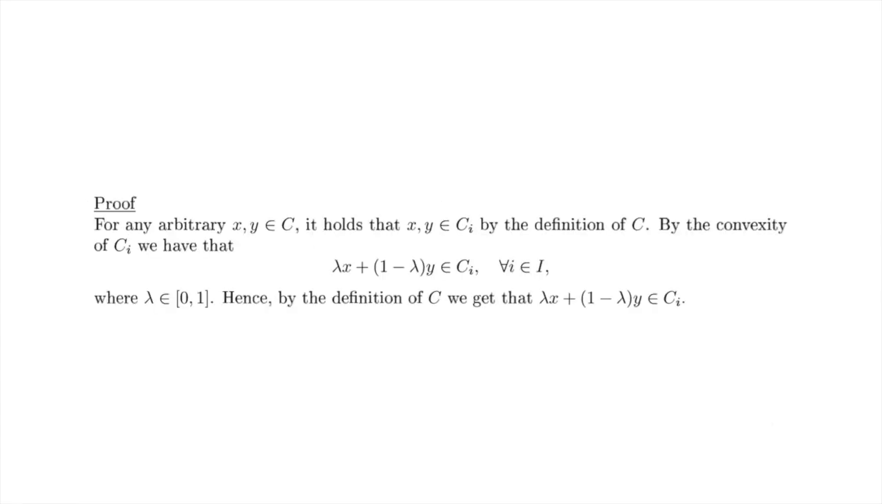The solution is, for any x and y in C, we know that for every i, x and y are also in Ci, by the definition of C, because C is the intersection of all the Ci's. And because Ci is a convex set, for every lambda between 0 and 1, lambda x plus 1 minus lambda y is also in Ci. Because that is true for every i, lambda x plus 1 minus lambda y is also in C, because if it's in every Ci, then it is also in the intersection of all the Ci's, being C, and that is the very definition of the intersection. And so, because it holds the convexity condition, we know that C is a convex set.